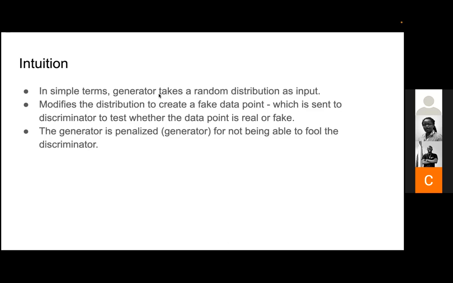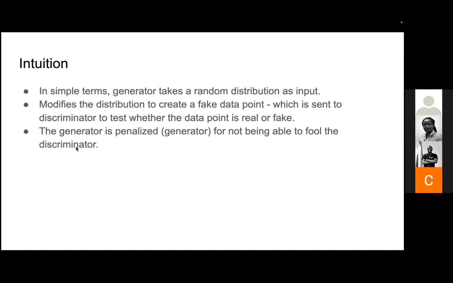So the intuition behind creating GANs, in simpler terms, is that a generator takes a random distribution as input from latent space, let's say a noise, and modifies this random distribution to create a fake data point. The generator creates something which is sent to the discriminator to test whether the data point is real or fake. And the generator is penalized for not being able to fool the discriminator.